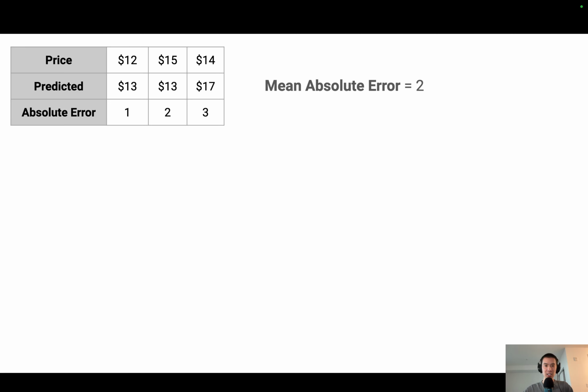A pretty easy error/loss to understand is mean absolute error. Let's say our model makes a prediction on the prices of something, like a sandwich. Here's the actual price, here's the prediction, and here the model is off by $1, $2, and then $3. And the mean of 1, 2, and 3 is just 1 plus 2 plus 3 divided by 3. We get a mean absolute error of 2.